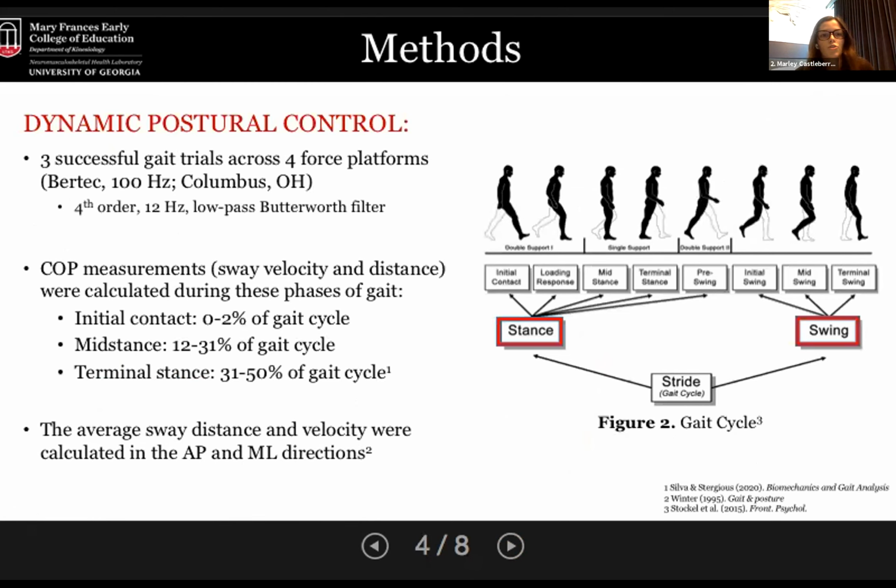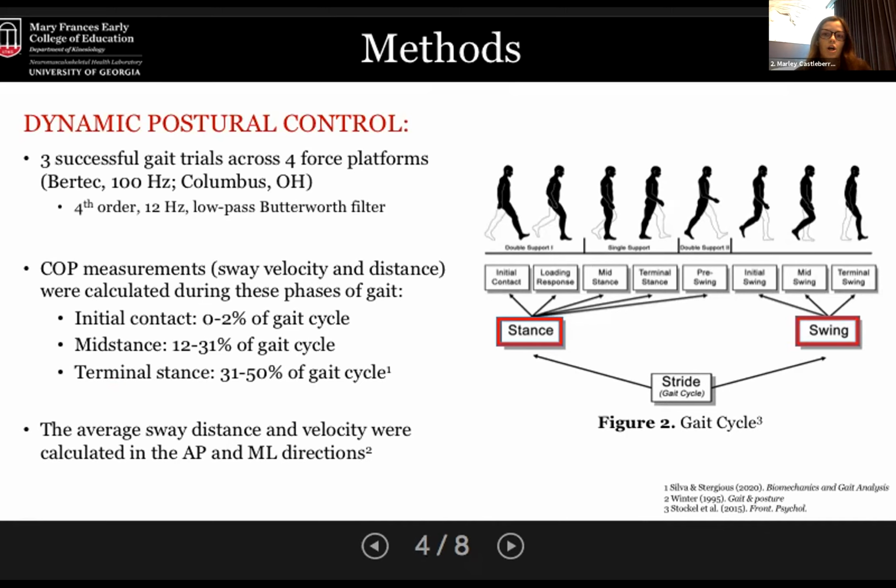To measure dynamic postural control, participants completed 3 successful gait trials across 4 force platforms. A successful gait trial was considered when the foot stepped on the force platform completely. Center of pressure measurements, including sway velocity and distance, were calculated during these phases of gait: initial contact, mid-stance, and terminal stance, with initial contact being the phase of gait that occurs when one limb makes contact with the ground after swinging to initiate a phase of double support.